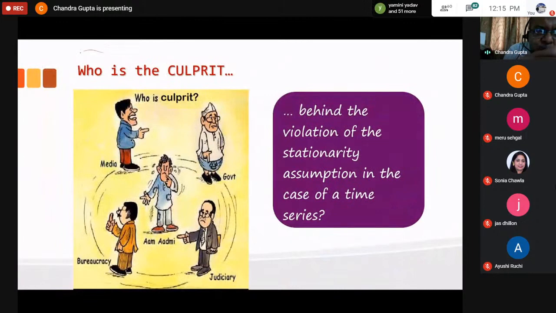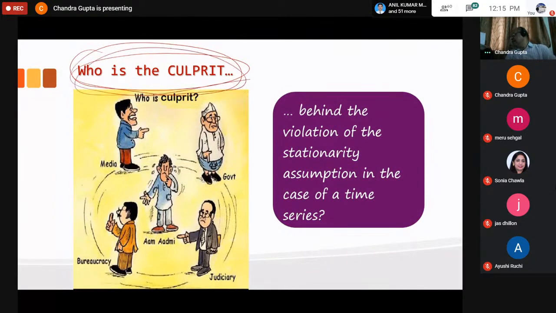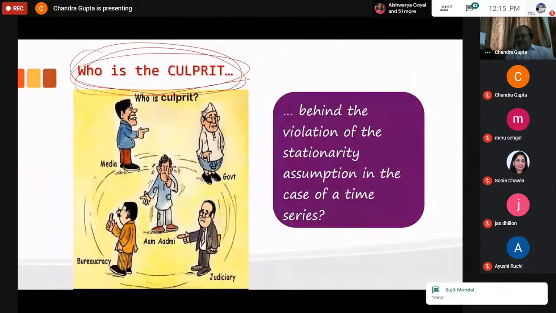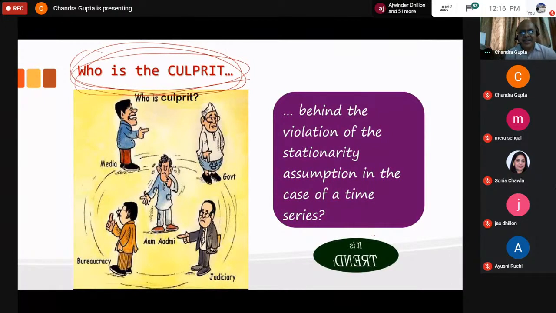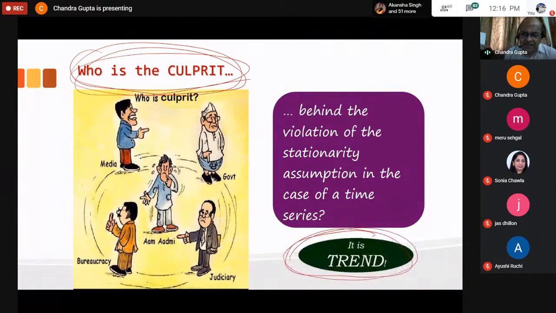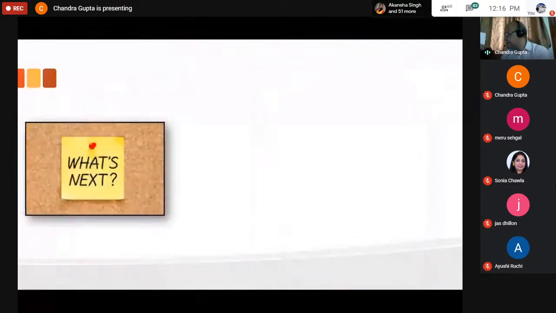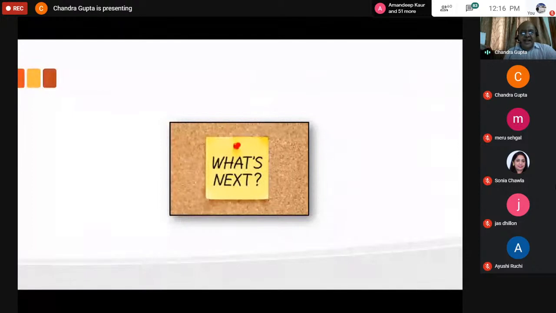Friends, who is the culprit behind non-stationarity? Sujit, now you give me an answer. Trend, yes, you're absolutely right. It's a trend which creates non-stationarity in the data. So that's the culprit, and you have to take care of trend. Please understand that it is the trend that creates the non-stationarity problem in my data, and you have to take care of it to get stationarity of the data.